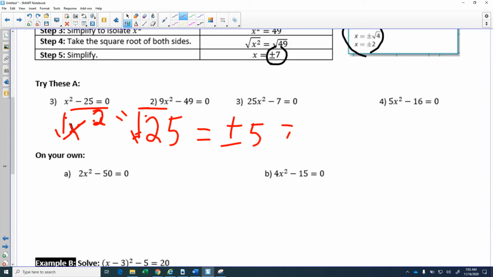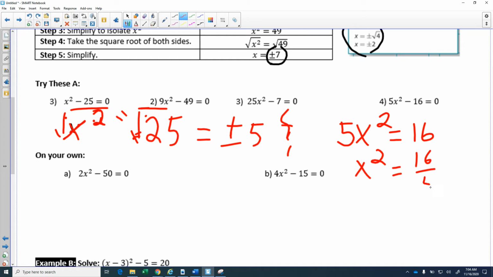Now the same idea can be applied over here. If I have 5x squared minus 16, what I would do to simplify this is work it out. I would get 5x squared equals 16. Then I'd have to divide this 5 out to get x squared equals 16 divided by 5.